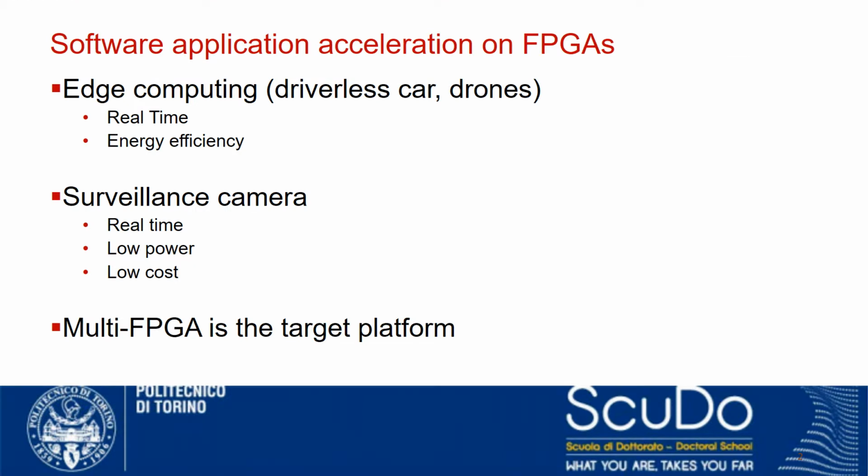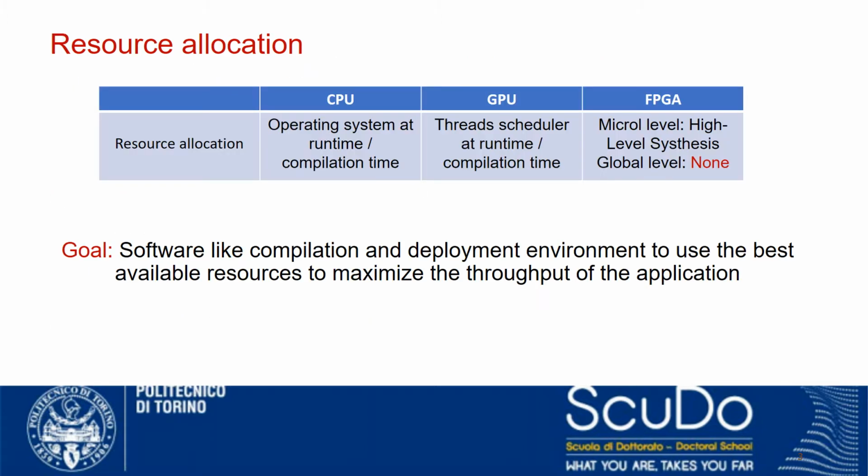FPGA has been used in many challenging domains, such as driverless cars, drones, and surveillance cameras. By accelerating applications using FPGA, real-time performance can be achieved. Besides, it's energy efficient. However, as the application gets more complex, single FPGA design is obstructed by the limited on-chip resources, so we need to explore the usage of multi-FPGA platforms.